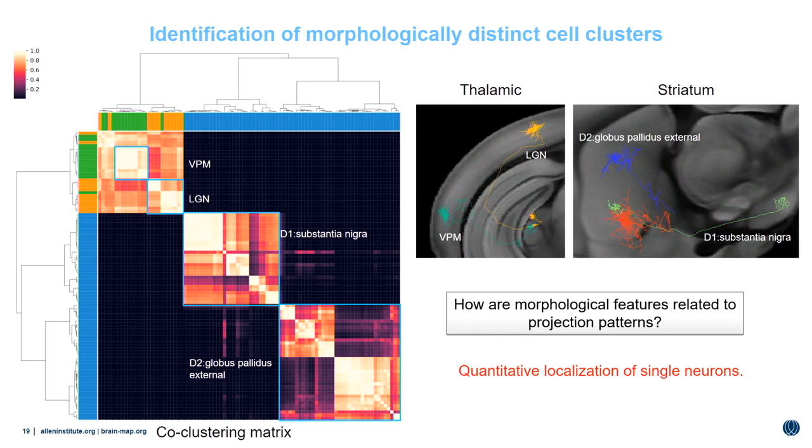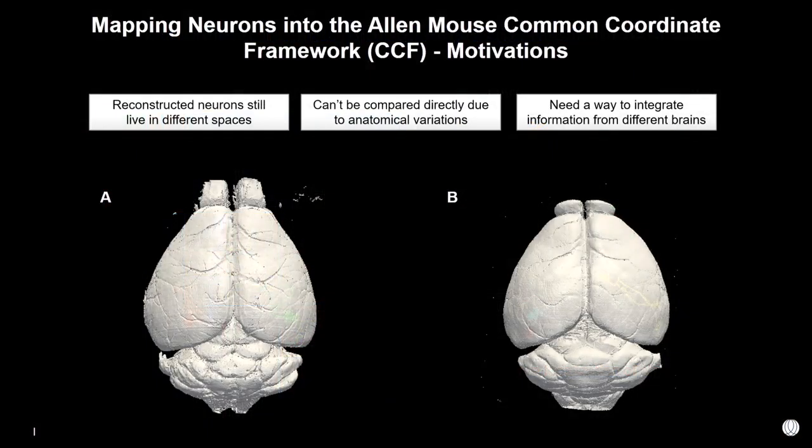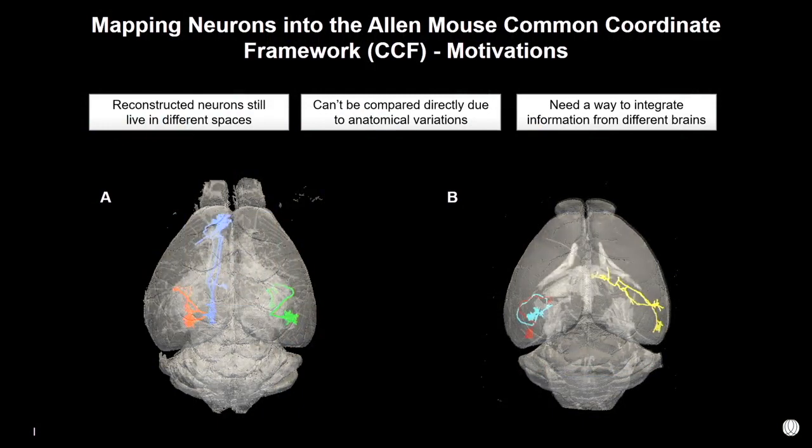Good morning, everyone. My name is Yang Li from the informatics team. So in this section, I'm going to talk about how we map the neurons from the different mouse brains into the Allen mouse common coordinate framework. So our first question is, why do we want this mapping?